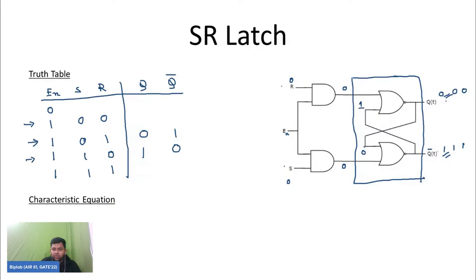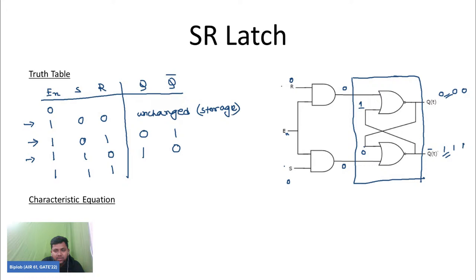So when SR is 0, 0, at that time the output remains unchanged. So when you put SR as 0, 1 or 1, 0, then using this input you can change the output, and after changing the output when you give input 0, 0, then the output will be unchanged. We can also say this is working as storage, which is storing the previous result.